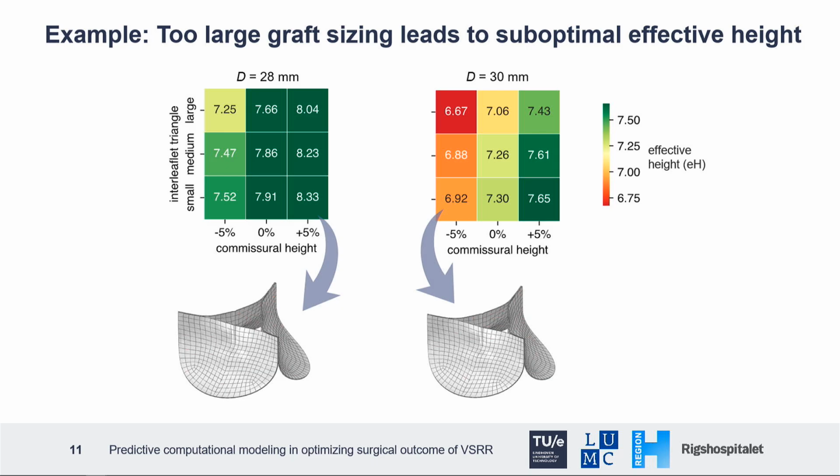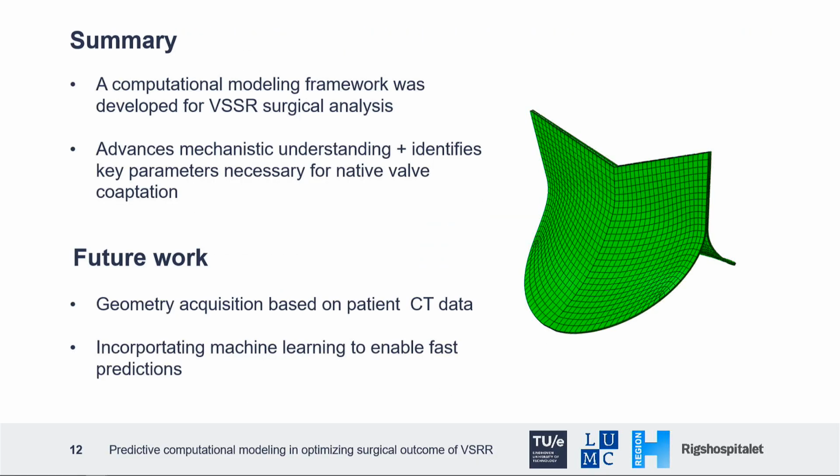And in this heat map, you can put on the x-axis the commissural height changes as a result of your sinotubular junction and your basal ring variation, and you look at the interleaflet triangle. Here you can see if you take a diameter of 28 millimeters graft, you have a nice effective height on the right bottom of more than 8, but if you oversize your graft, in this case with 30 millimeters, you can get a poor effective height and a malcoaptation.